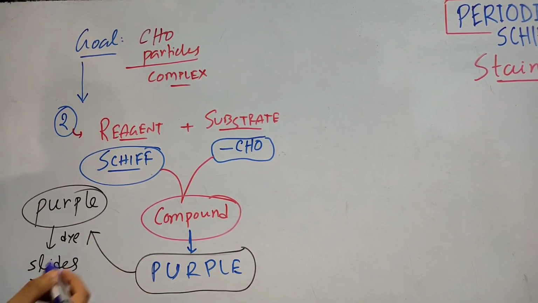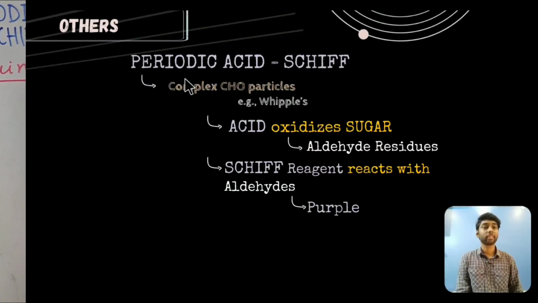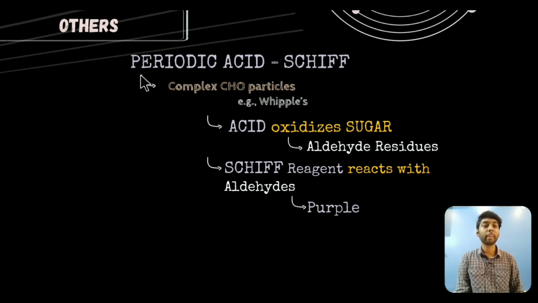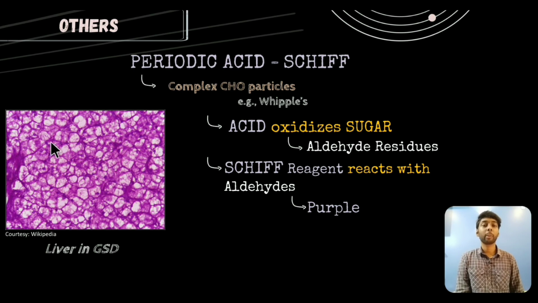So with the basic chemistry regarding periodic acid-Schiff now clear, we can move on to summarizing the stain. That is, acid actually oxidizes sugar and we get aldehyde residue. And the residues then react with the Schiff reagent and we get purple colored compounds and hence purple colored slides.